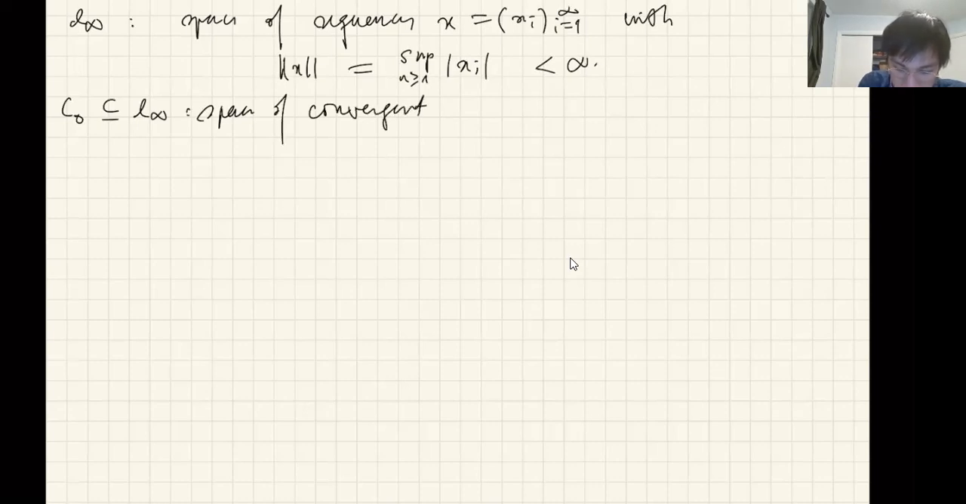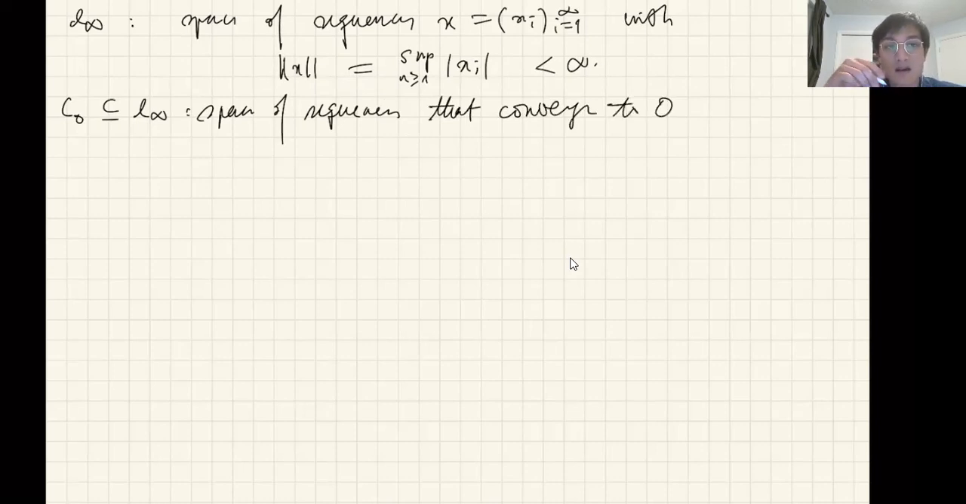I guess not even convergent. These are sequences that converge to 0, and it's a normed vector space as well. It's a subspace of L infinity.